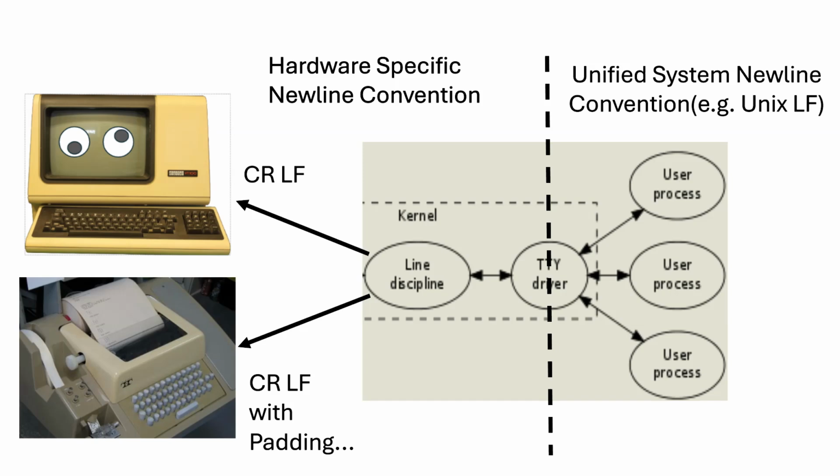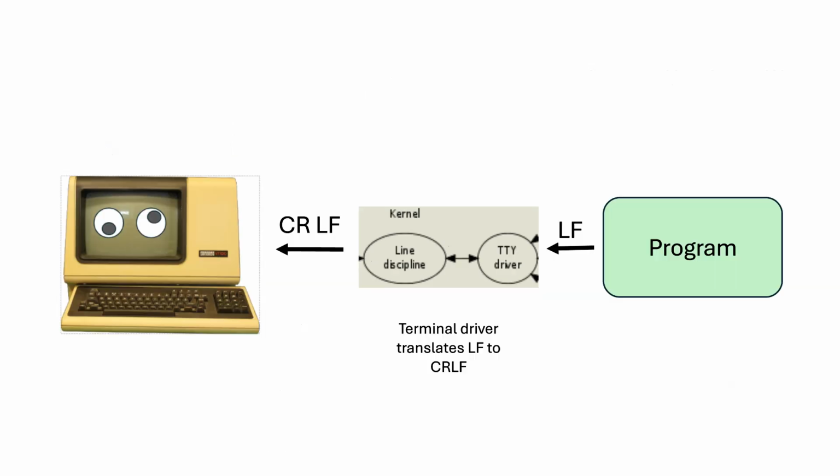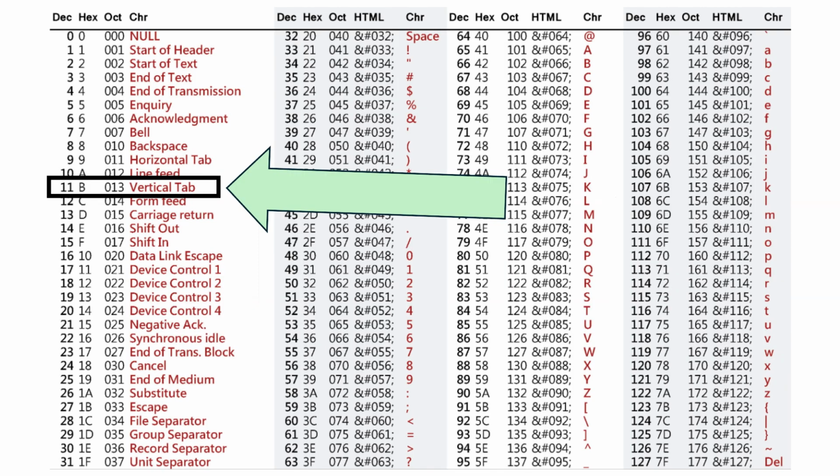What if a program only needs downward vertical movement of the cursor or printhead and not horizontal movement involved with new line operations? The issue is that if our program attempts to send the terminal display a line feed character, it will be interpreted as a new line by the terminal driver and translated into a hardware-specific new line convention. This means the terminal driver could possibly insert a carriage return character, causing unwanted horizontal movement. DEC-VT terminals support the ASCII vertical tabulation control character.